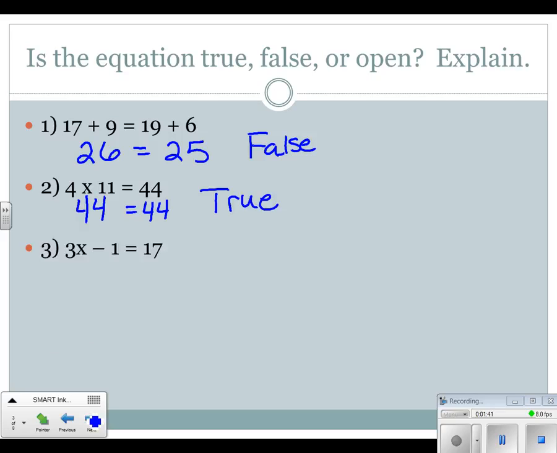3x minus 1 is the same as 17. This is an open sentence where we have a variable x, and it could be true or false depending on what we put in for x.